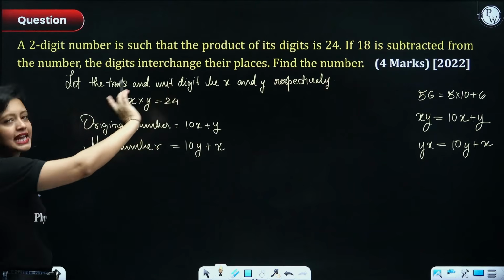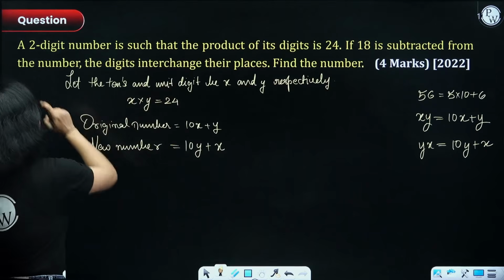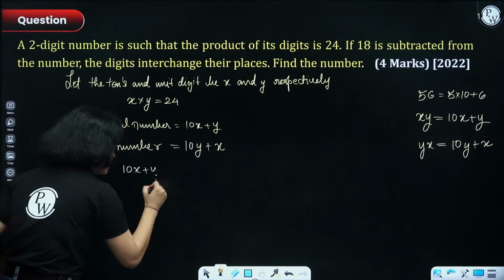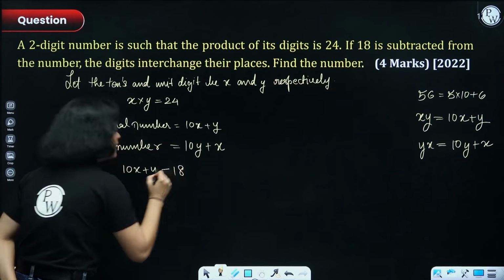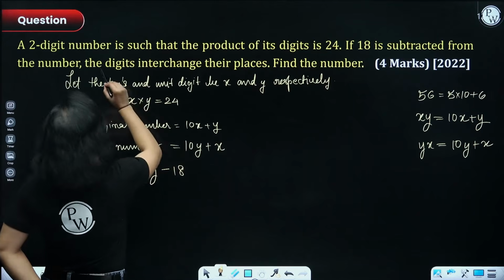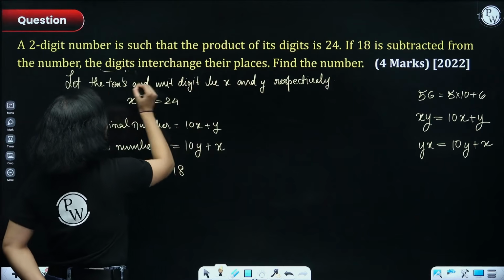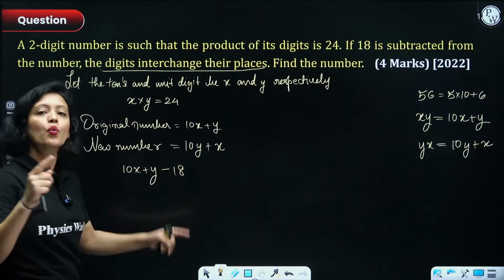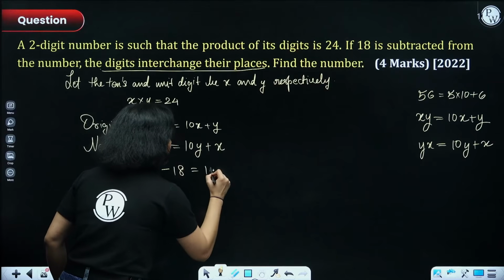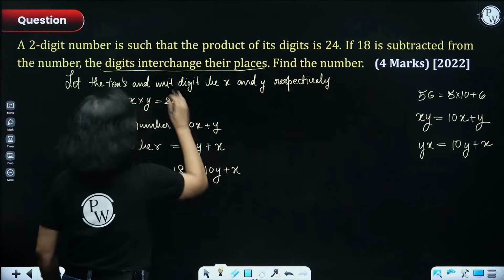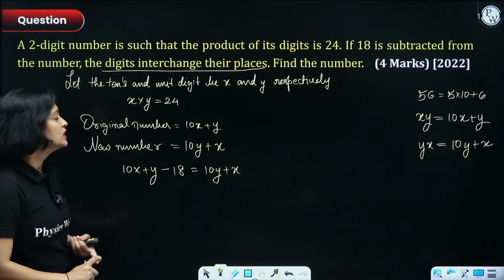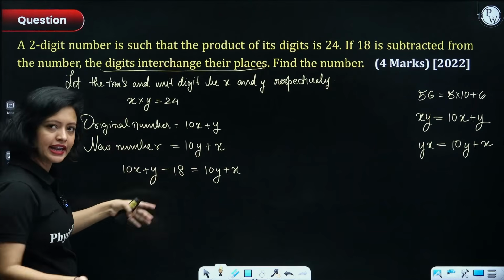Now let's see the second statement. If 18 is subtracted from the number, what is the original number? 10x plus y. From the original number, they are talking about subtracting 18. Okay? So if you subtract 18, what would happen? The digits will interchange their places. That means you will get a number where the digits are interchanged. That means you will get this number here, 10y plus x. This number you will get. Okay, everyone? Okay.